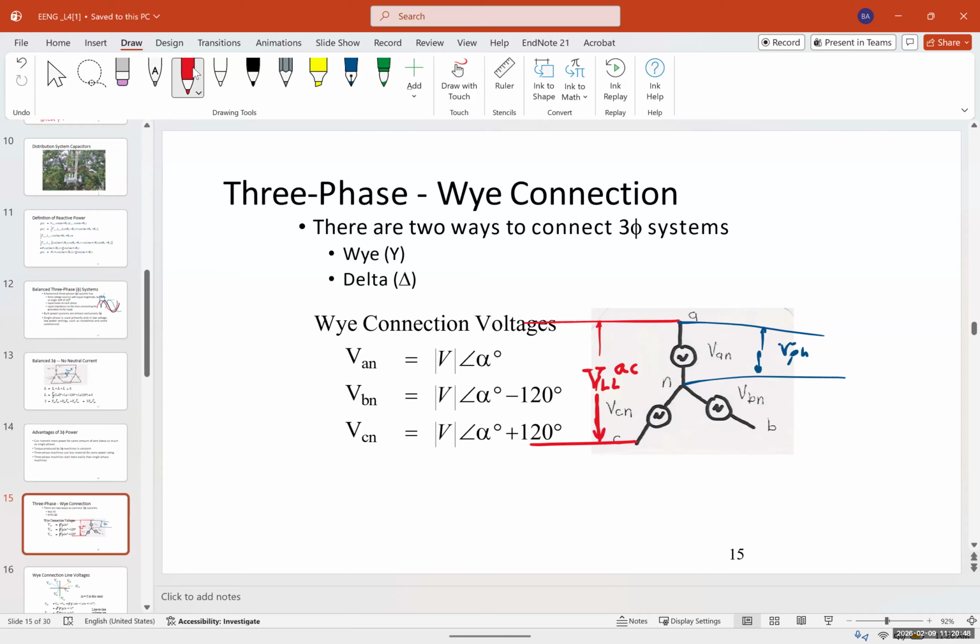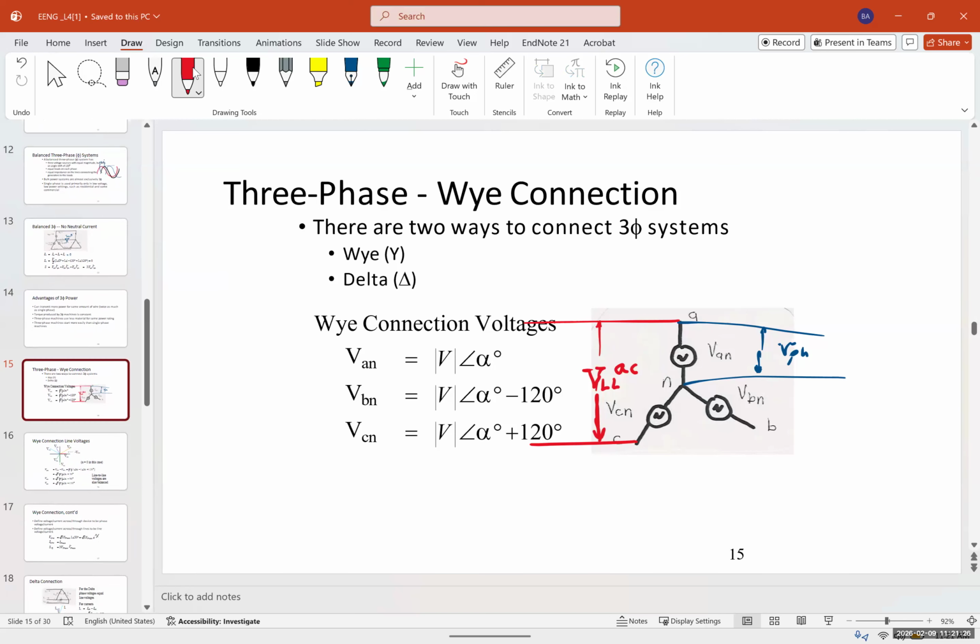Now, which one do you think is higher, V phase or V line in a star connection? So let's go through the phase voltage and I will explain. V line is higher, but by how much we will calculate. A phase voltage is going to be the voltage magnitude with the degree of alpha. VBN is going to be the same with a 120 degree shift, and VCN is going to be the same magnitude with another 120 degree shift.